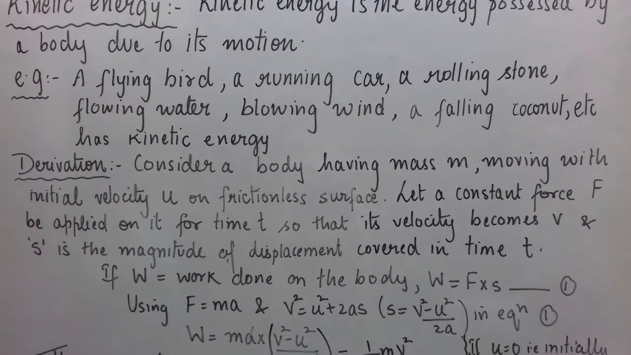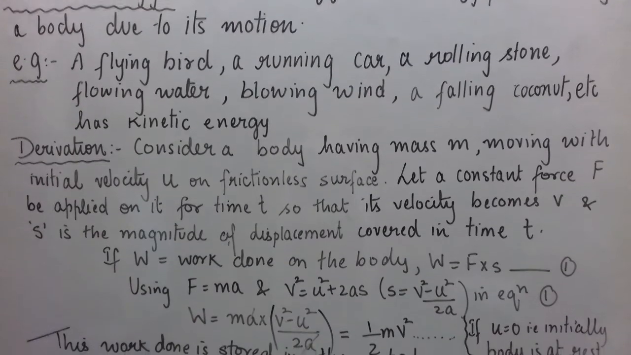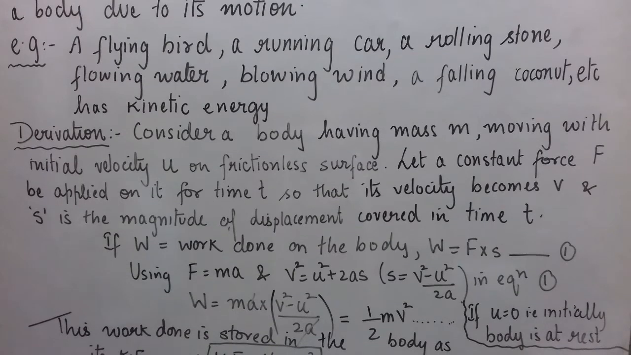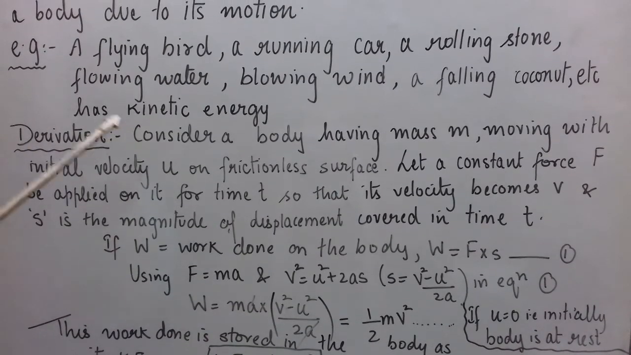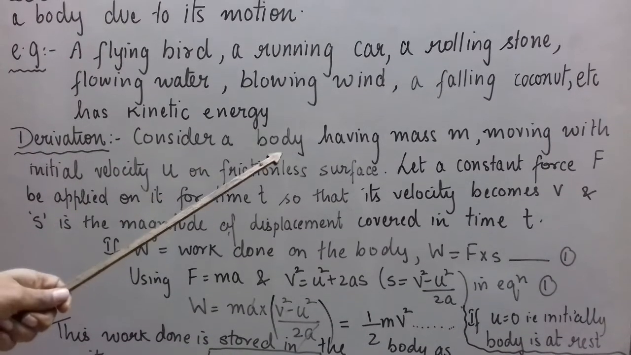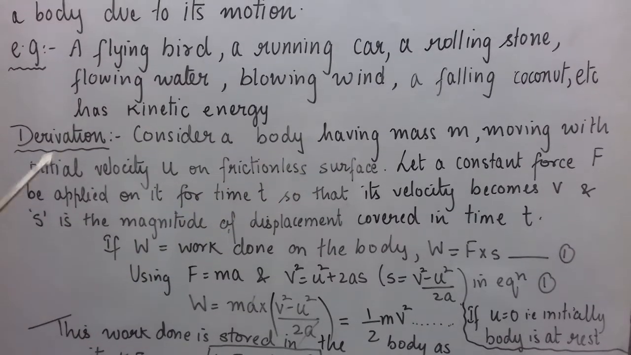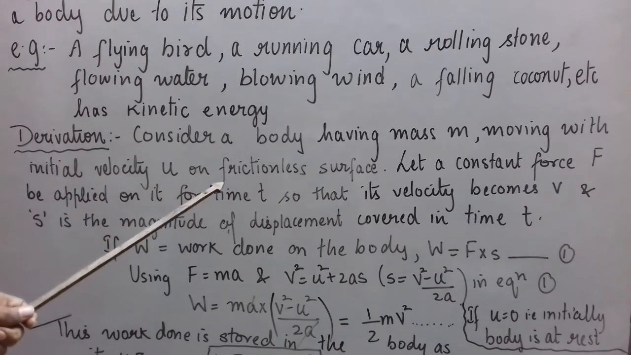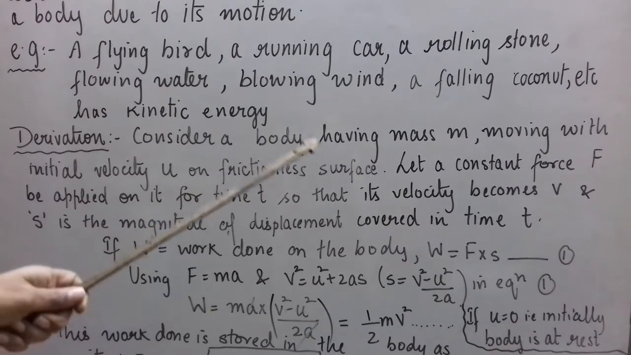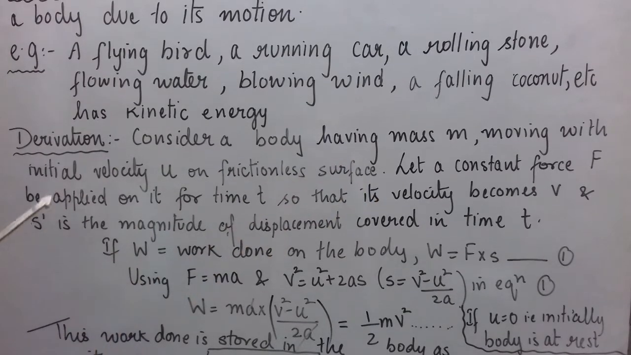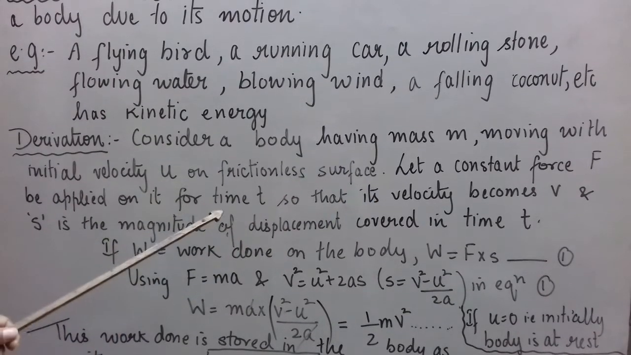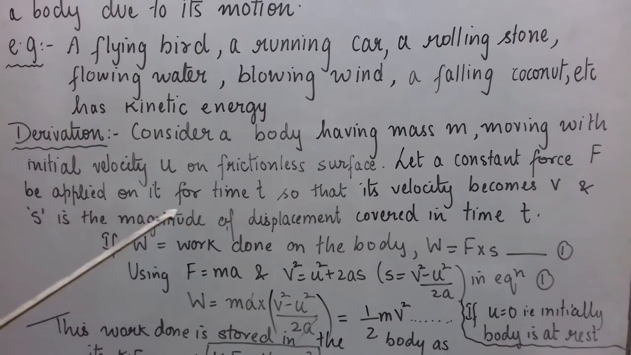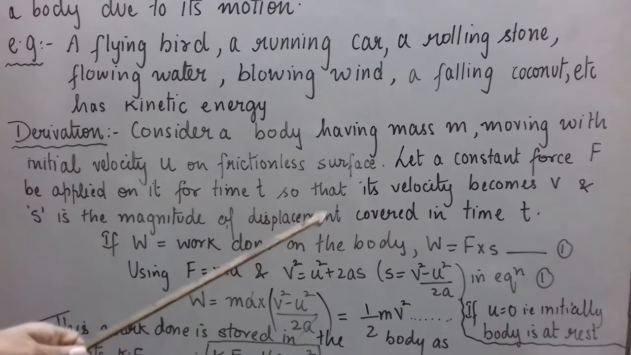Now let us derive an expression for kinetic energy. Let us derive the formula for kinetic energy. So first we'll write the introduction part. Consider a body having mass m moving with initial velocity u on a frictionless horizontal surface. Let a constant force F be applied on it for time t, so that its velocity becomes v and s is the magnitude of displacement covered in time t.